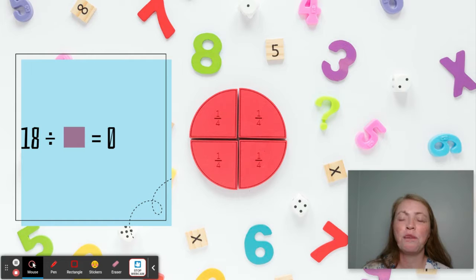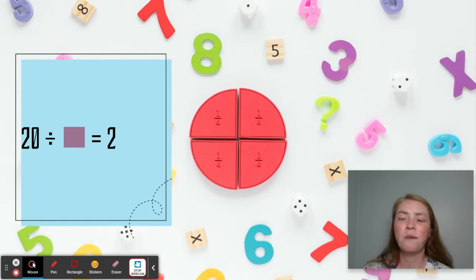18 divided by what number would give us 0? Hopefully, you've seen that we've been using 0 a lot, and the answer here would also be 0. 18 divided by what number would give us 1? The answer is 18.